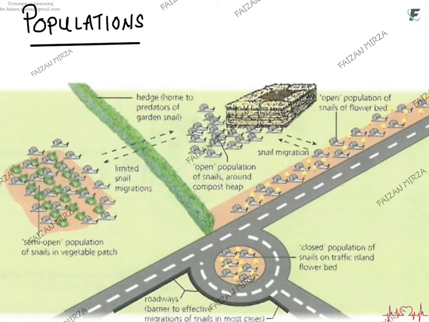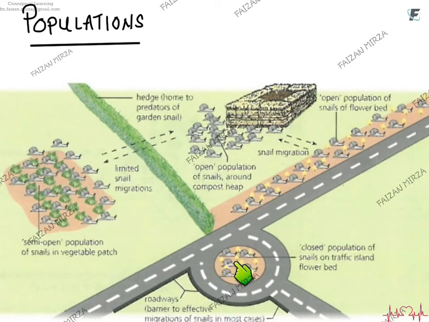Let's suppose the roads are laid down in this vegetable patch and in this lawn. For example, a road is laid here, and then there is a circular road here, and then some more interconnecting roads. So this population of snails, which initially could intermingle everywhere, got trapped here. So this is a closed population. It cannot successfully cross this road and go and mingle with the other population. The snails on this traffic island, on the flower bed here, represent a closed population.